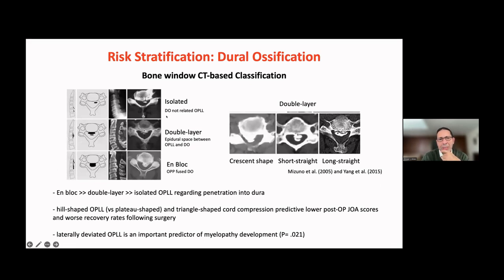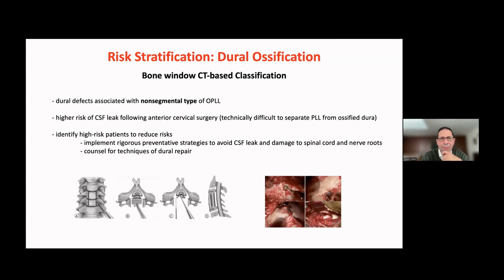Look at dural ossification. You have this isolated type, which is not related to OPLL, double layer, where there is some epidural space between the OPLL and the dural ossification, and the en bloc, where all this is fused. And of course, the risk of injury is much higher with the en bloc. And looking at double layer, you also have crescent type, short straight, long straight, and some authors claim that this can be related to the chance of developing myelopathy. Dural defects occur more prevalently with the non-segmental type. Of course, higher risk of CSF leak following anterior surgery, because it's technically difficult to separate the PLL from the dura.